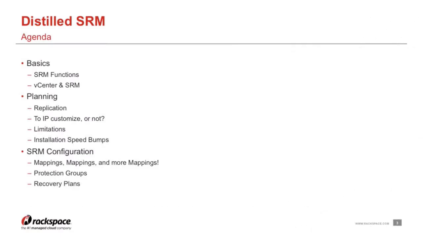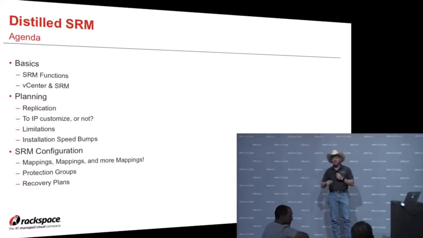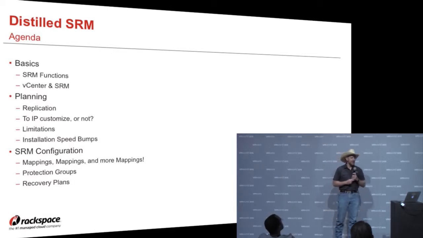Okay. So what I'm going to talk about real quick today is just three main talking points. What are the basics of SRM? What are we going to cover? How does it actually work? I'll cover some planning things you need to think about when you're putting together an SRM solution. And then I'm going to go over some SRM configuration items, mappings, lots of mappings. There's resource mappings, network mappings, folder mappings. We'll talk about those. And then protection groups and recovery plans. And hopefully I won't go too long for you guys, and we'll get through this.